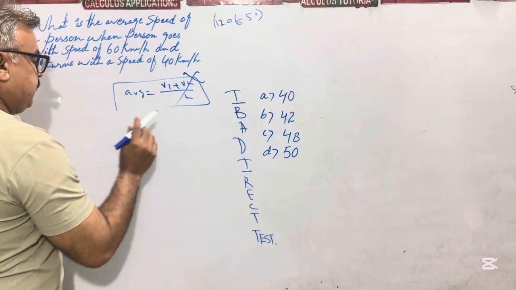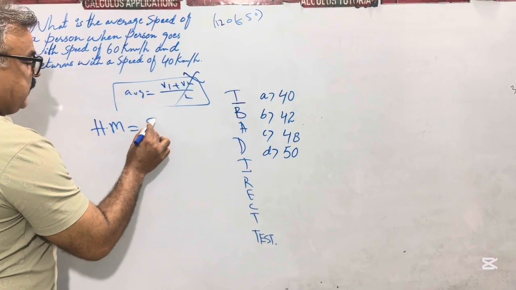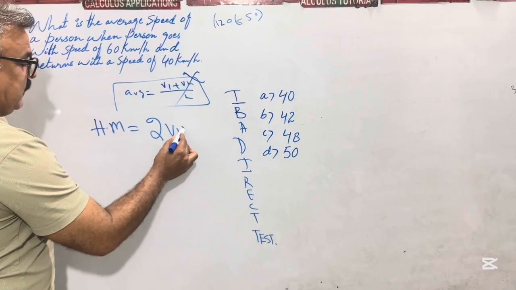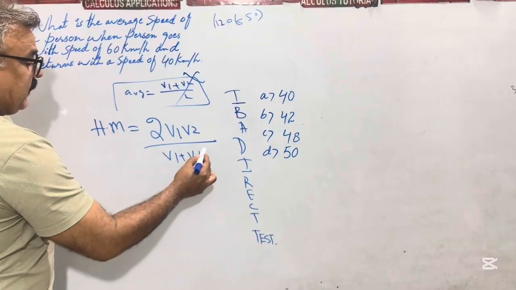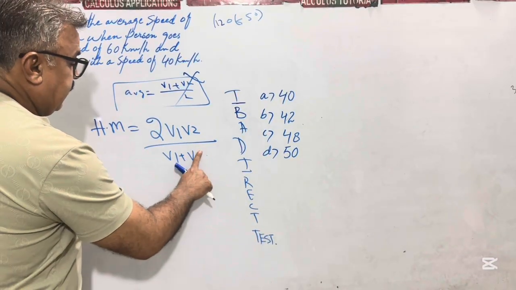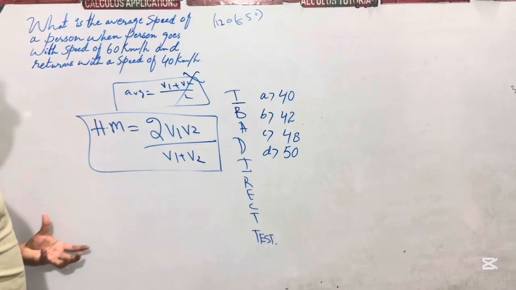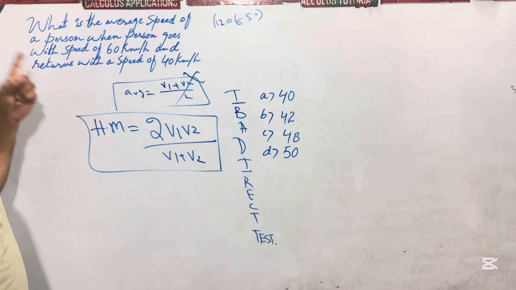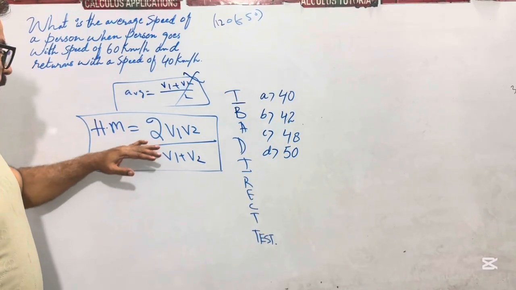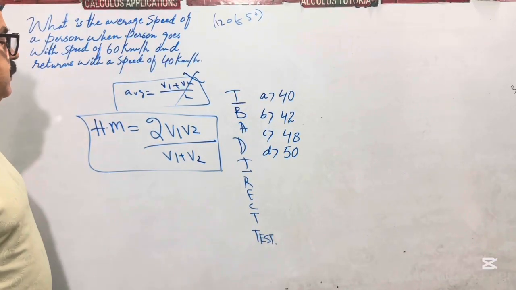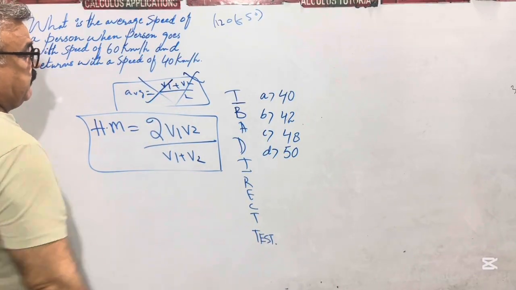For them, the average formula is given by the harmonic mean. It is stated as 2 times velocity 1 times velocity 2 over the sum of the velocities. That is the formula to be utilized in order to find average speed or average velocity: 2 times V1 into V2 divided by V1 plus V2, not the simple average.